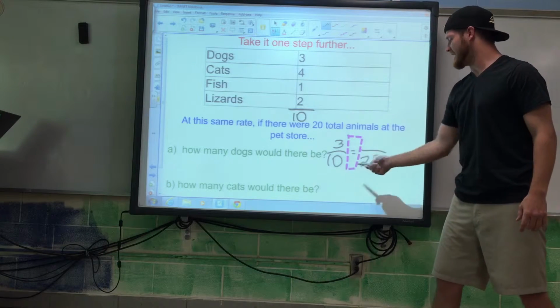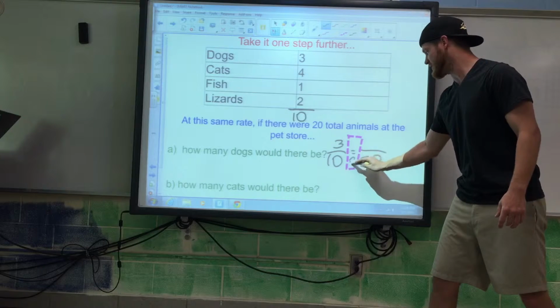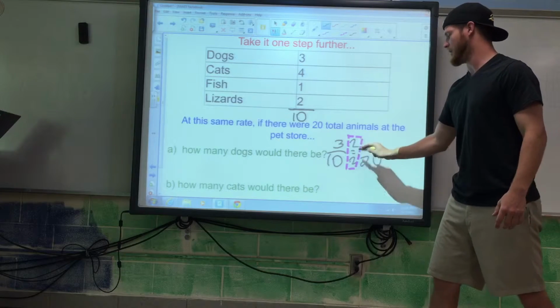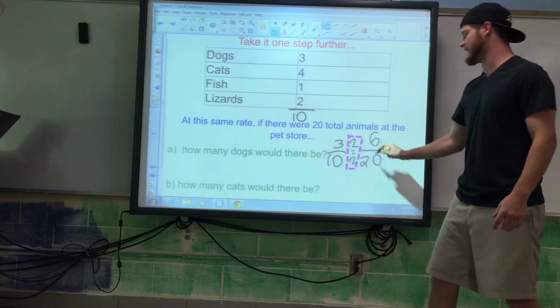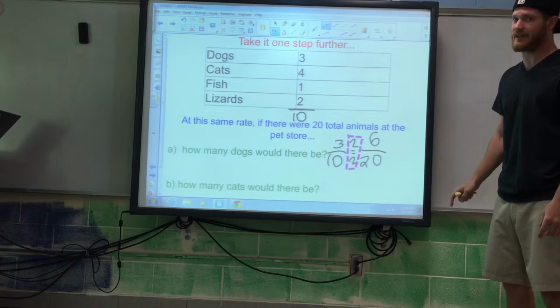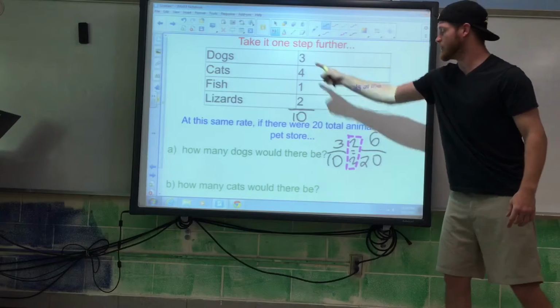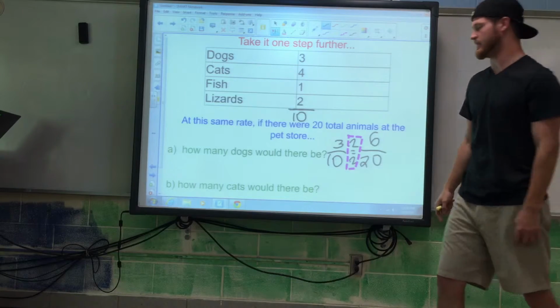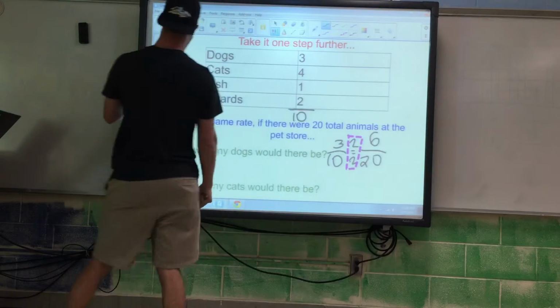What do you do to 10 to get to 20? You multiply by 2. So what are you going to do to the top? Multiply by 2. 3 times 2 is 6. So this is saying if there were 20 total animals at the same rate, instead of 3, there would be 6 dogs. Let's look at the same thing for the cats.